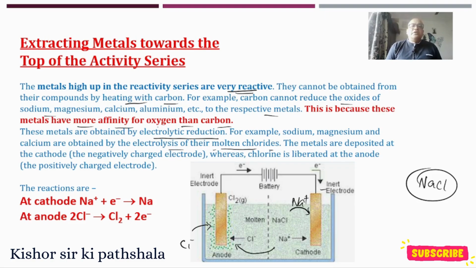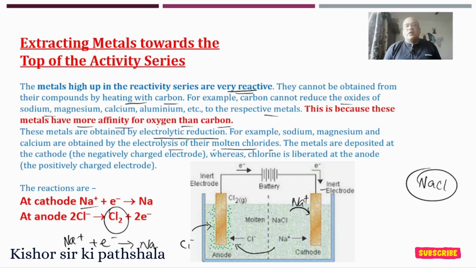This is the reaction at the cathode: the sodium ion accepts one electron and we get sodium metal. Chlorine is being released at the anode this way. So this is how the metals at the top of the activity series are extracted.